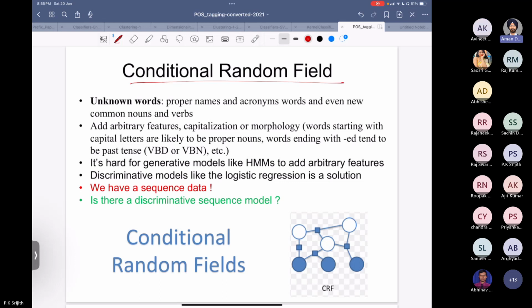Sir, are we saying that a hidden Markov model would work better when we are using the words which are actually part of the training model, but in terms of generalization, conditional random field is a better performing model? Right, yes.